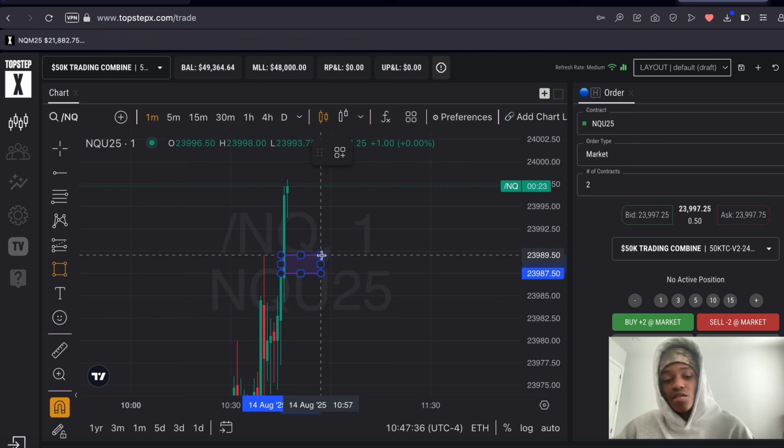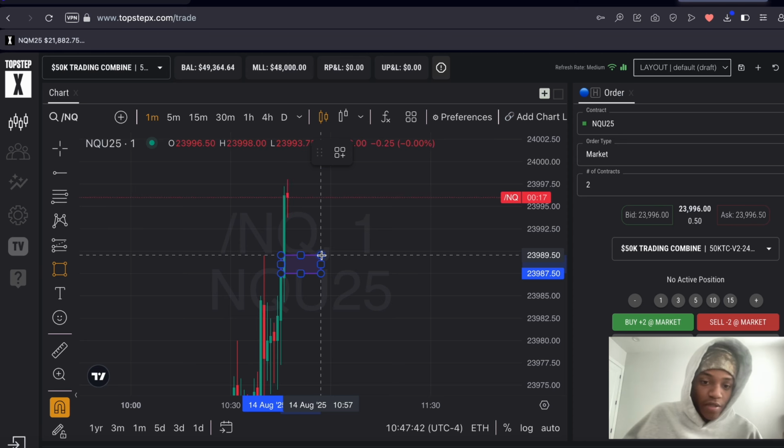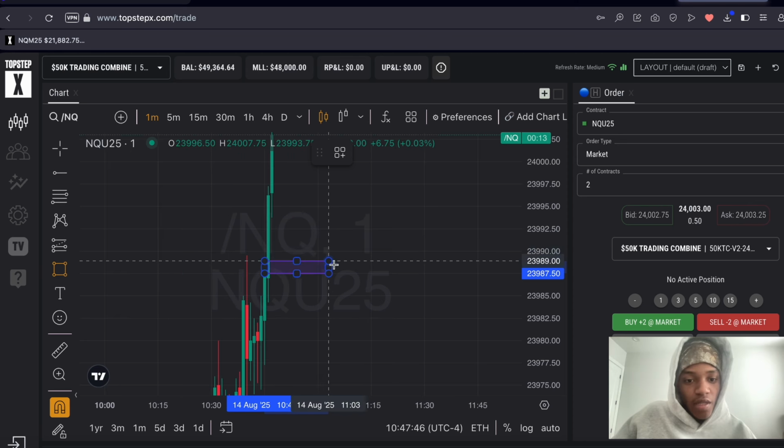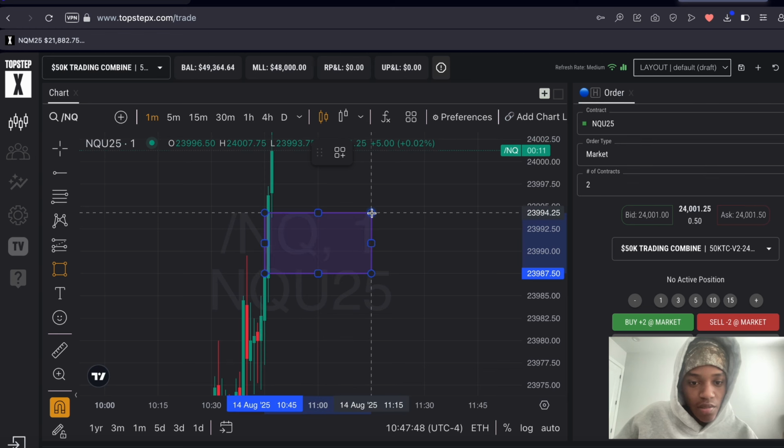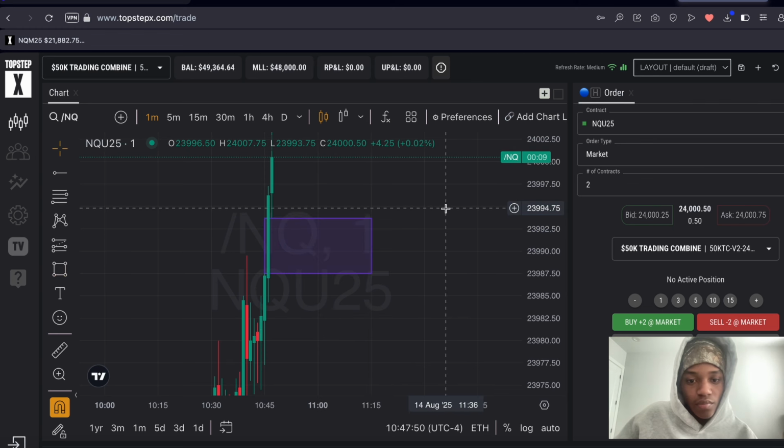I almost did give in to my temptations, though. I had to talk myself out of it because I was just ready to press buy and hope for the best. But I know that wouldn't be a good trade in the long run. I can't even see it no more. All right, let's put this right here.